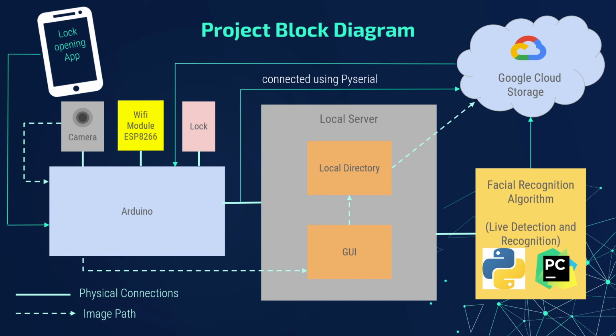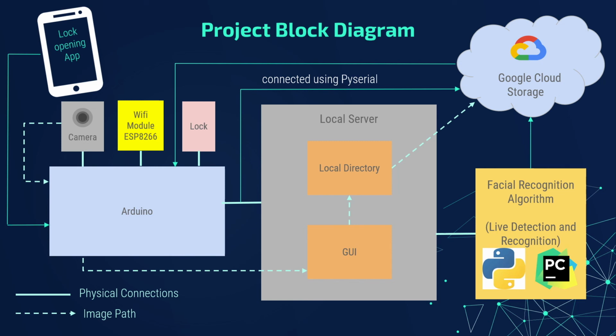The Wi-Fi is responsible for creating the connection between the Arduino and the Google Cloud. Then the image is transferred from the Arduino to the local server via a GUI. From the GUI, it goes to the local directory, and then it goes on to the Google Cloud Storage.